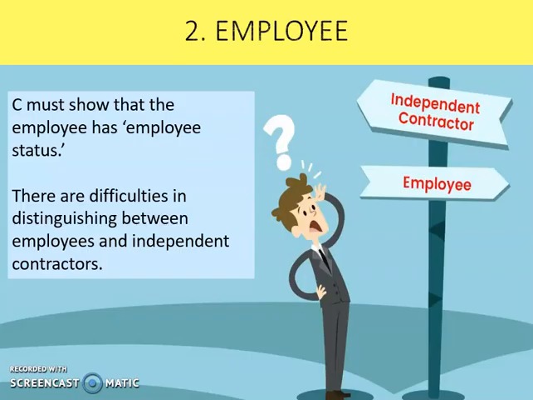So the second requirement here is that you have to show that the person has employee status. And you would think maybe that that's quite obvious, but actually it can be very difficult to distinguish whether someone's an independent contractor or whether they're an employee. And employers are liable for the acts of employees, but not for independent contractors.